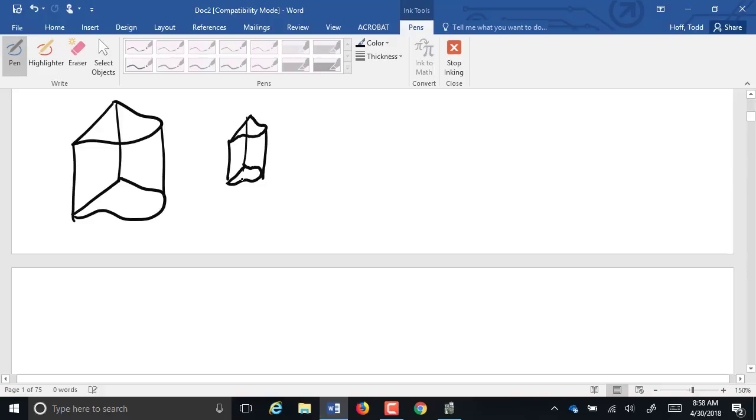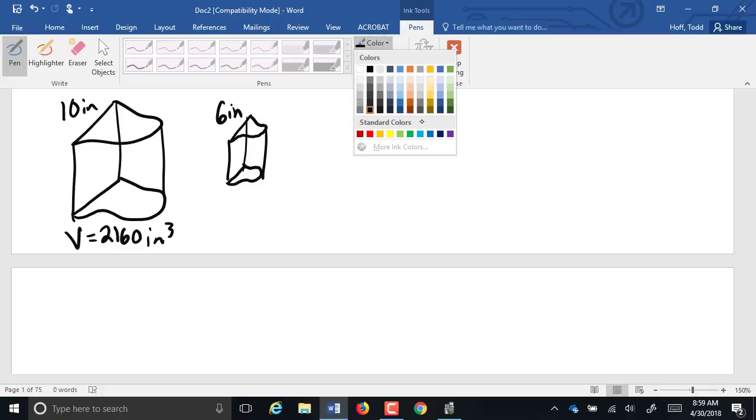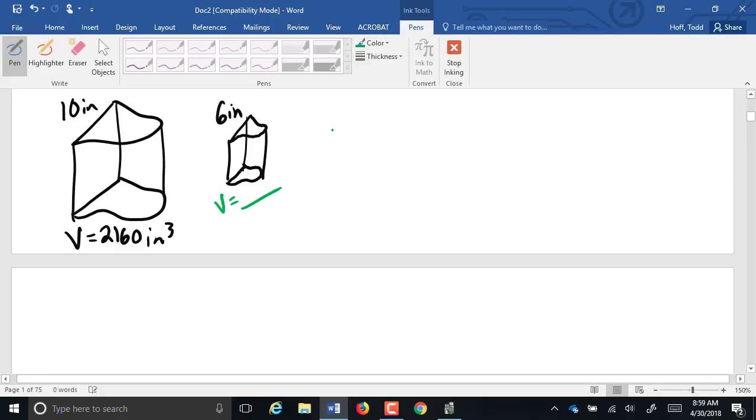That doesn't turn out too bad. I'm kind of impressed with my drawing skills there. These are similar figures. The small one is just a reduction of the large one. So we're going to say this went from 10 inches down to 6 inches. And I give you the volume of the big one here. Let's say that it is 2,160 inches cubed. I want to find the volume of the little one.